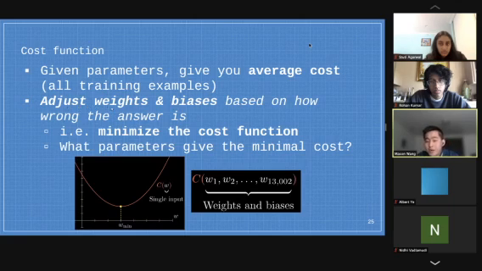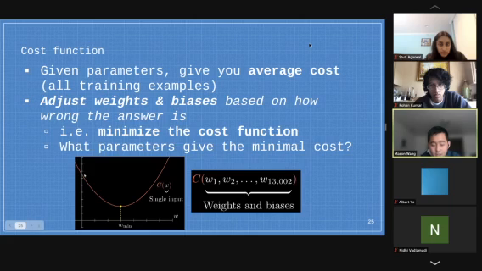So you want to adjust your weights and biases based on how wrong the answer is. And to adjust these, like Rohan talked about, you want to go in the direction of the negative gradient, which is basically when you have your derivative, you want to go in a negative direction. So you minimize. So you can think of this as a ball rolling down a hill.